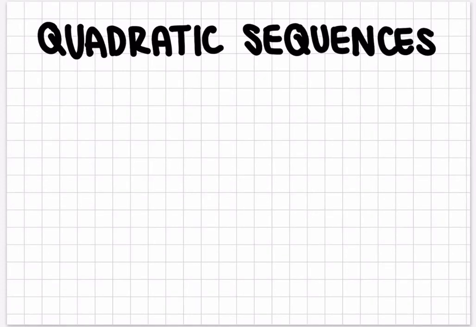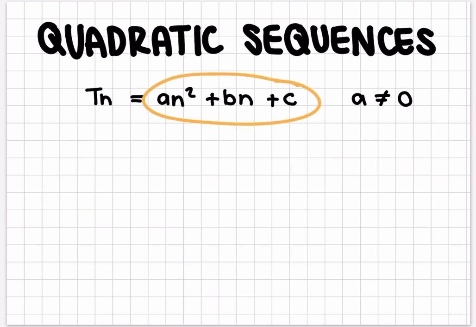Today we're going to be doing quadratic sequences. Okay, so to start off, a quadratic sequence has a general formula that looks like this. Tn is equal to an squared plus bn plus c, where a cannot equal 0. So a quadratic sequence will have a general formula that has a trinomial.